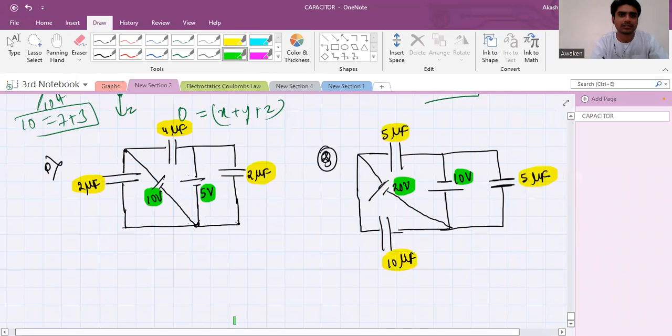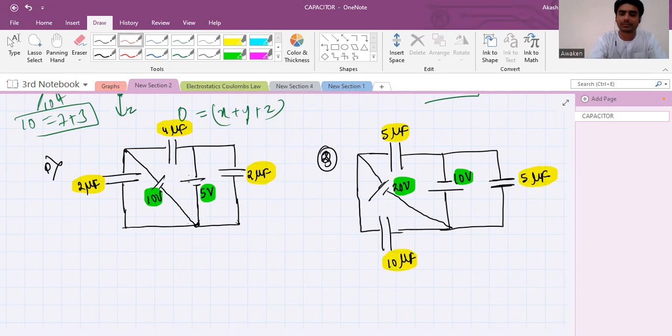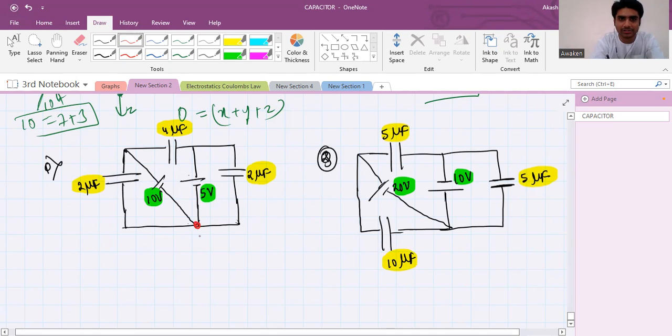Yes, correct answer, but just a small mistake. See, signs you are telling. While you are telling correctly, this we will assume 0. Clear? We can take this as 0, right? Yes sir. This potential will be how much? 10 volts, because we are going like that. And this will be how much?